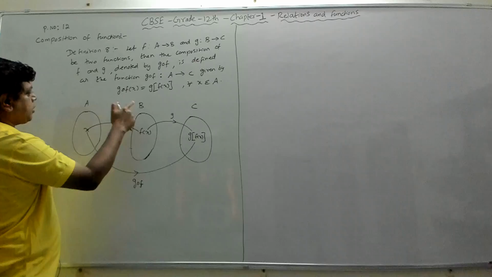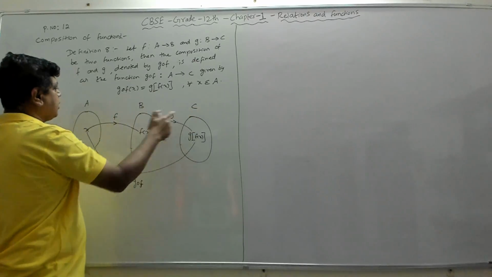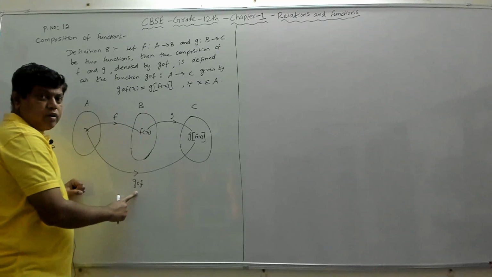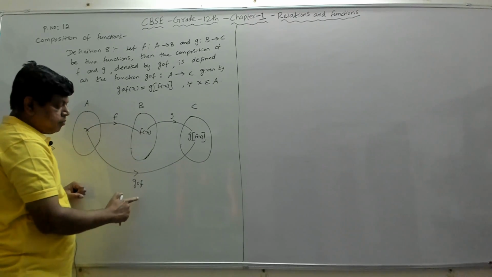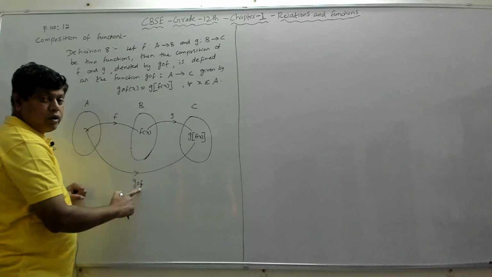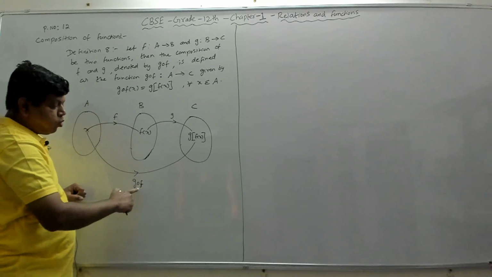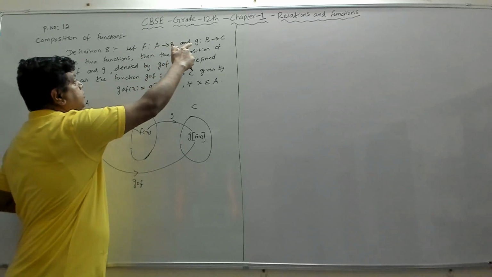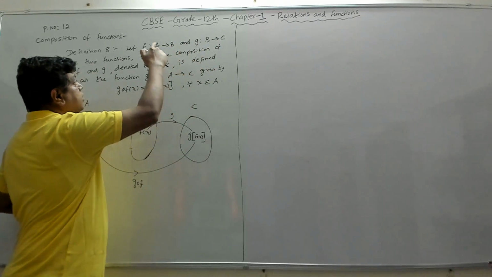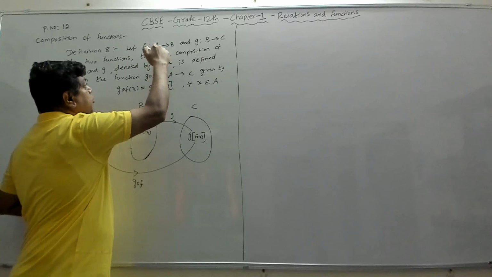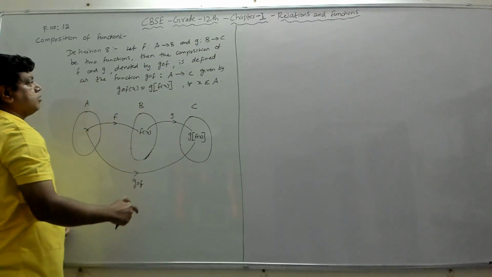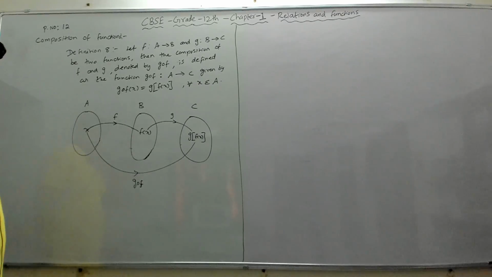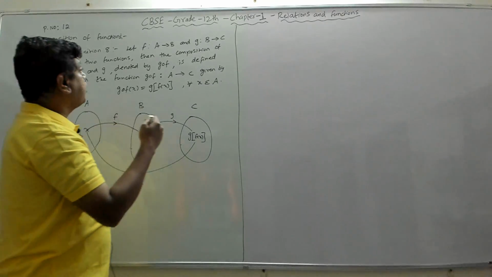f is a function from A to B, g is a function from B to C. Then g of f is a function from A to C. So the g of f function will always be from the domain of f to the codomain of g. The domain of f is A, the codomain of g is C. So your g of f function will always be from A to C.